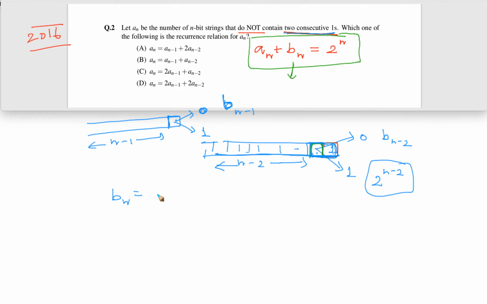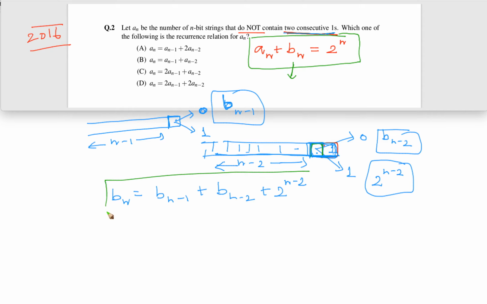For the entire n bit strings, in terms of the recursion, we can write it as b n minus 1 plus b n minus 2 plus 2 raised to the power n minus 2. So this is the expression which we have got for b n.